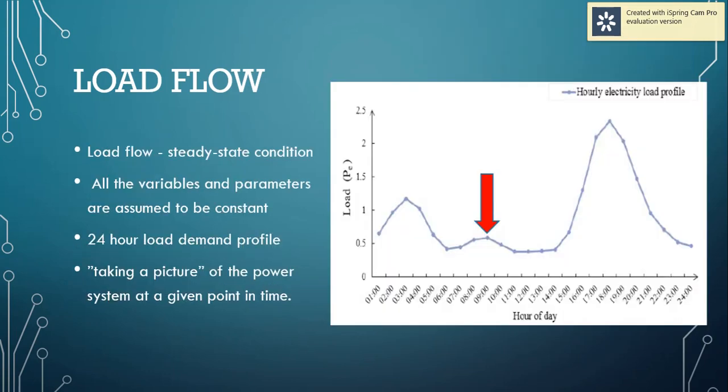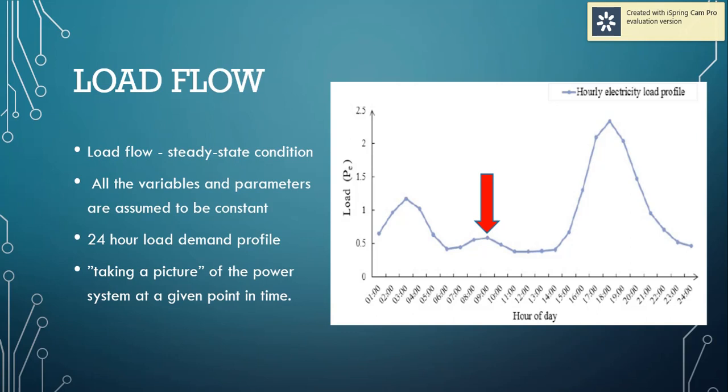Now let's move on to the load flow. Load flow is used to analyze the system in a steady state condition. That means it is a condition where all the variables and parameters are assumed to be constant. That's very important. For example, let's take this diagram.